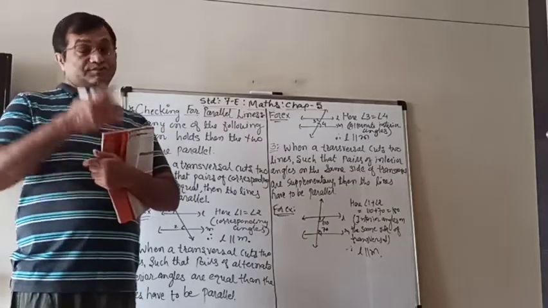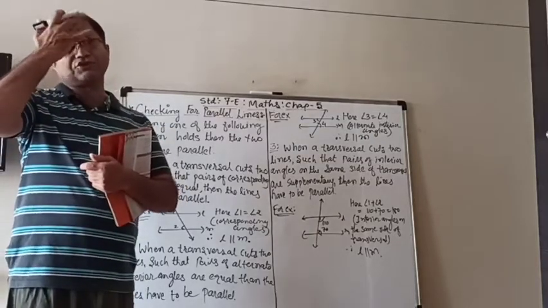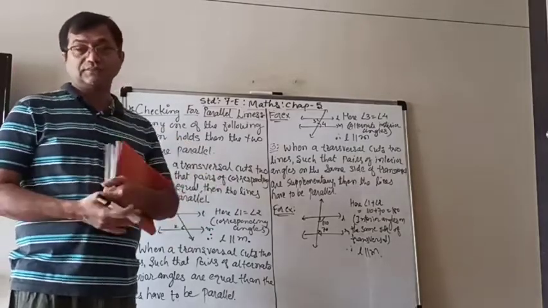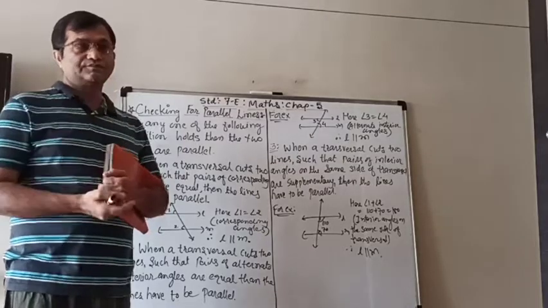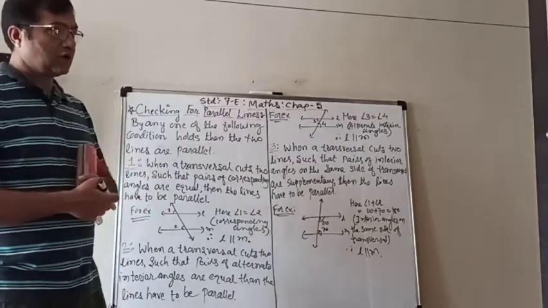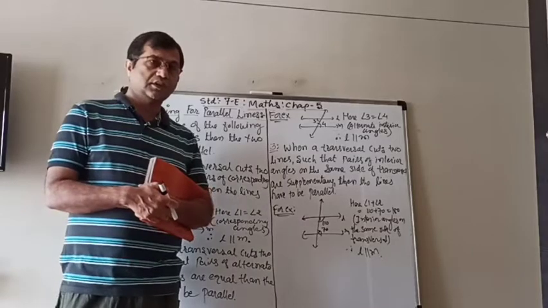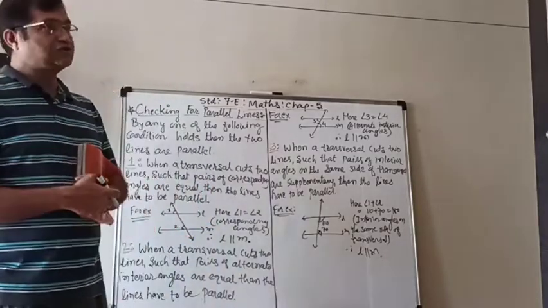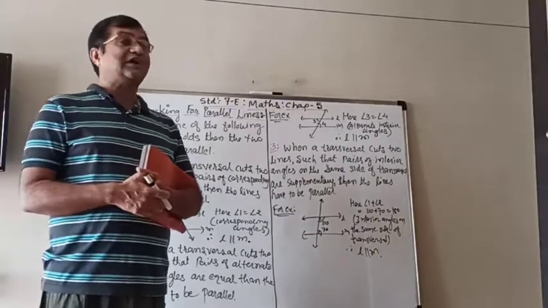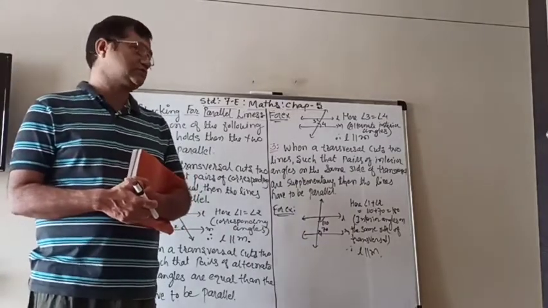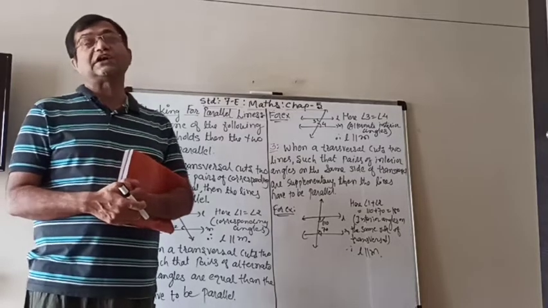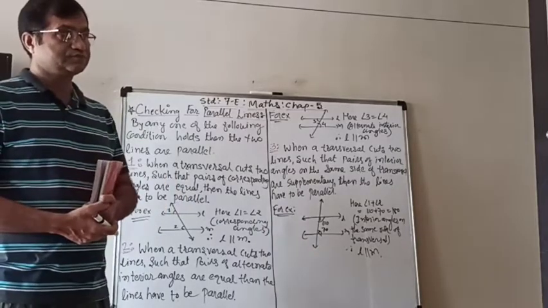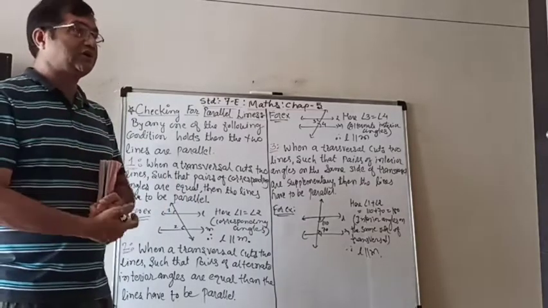In this chapter, in the last videos, we learned about the transversal and the pair of angles made by the transversal. Also we learned the relation between those angles when the transversal cuts two parallel lines. We get three important results.